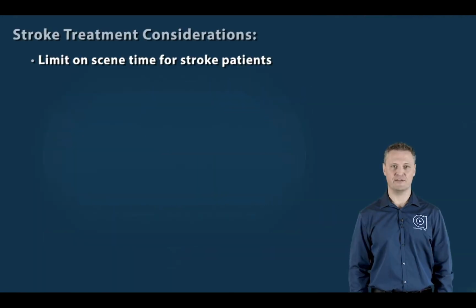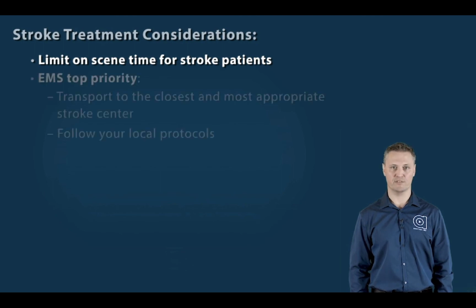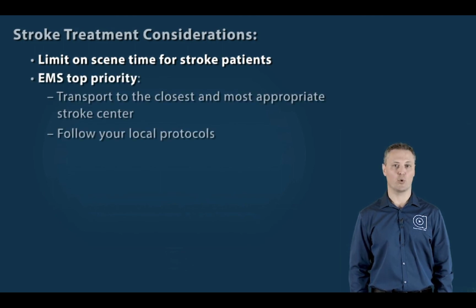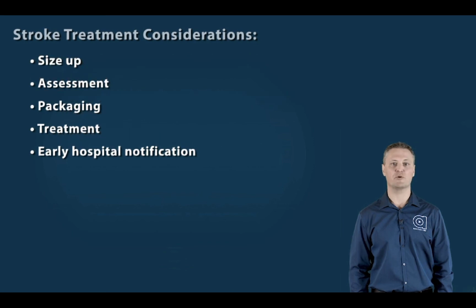Limiting time on scene for stroke patients is critically important. Initiating rapid transport for the stroke patient to the closest, most appropriate stroke center is a top priority for EMS. Optimal time management relies on the execution of a streamlined process, which includes the scene size-up, patient assessment, packaging, treatment, and early hospital notification. Even more important is clearly identifying what should be done on scene and what should be done en route to the hospital.